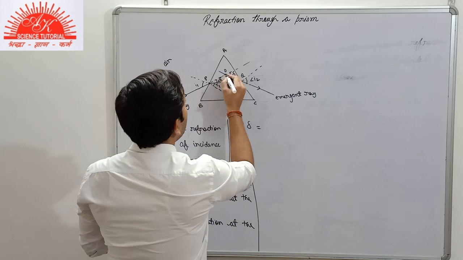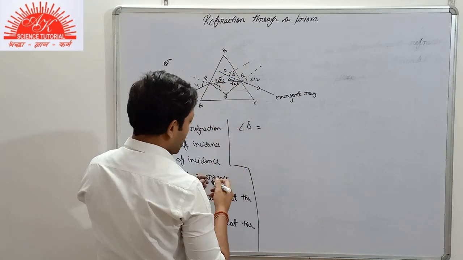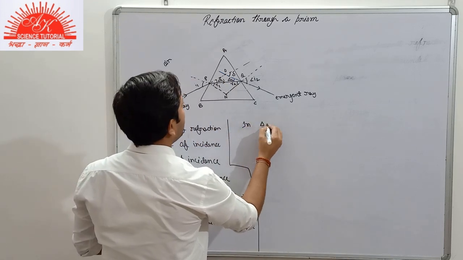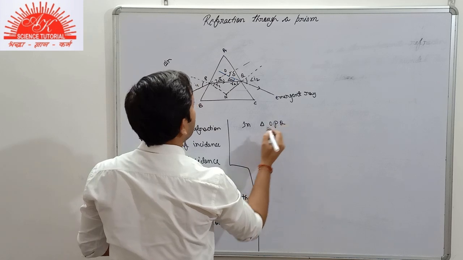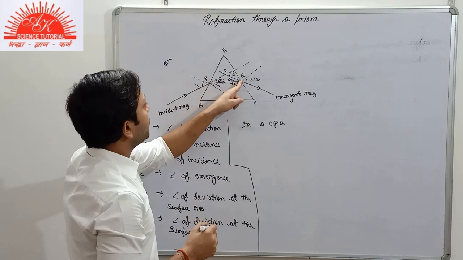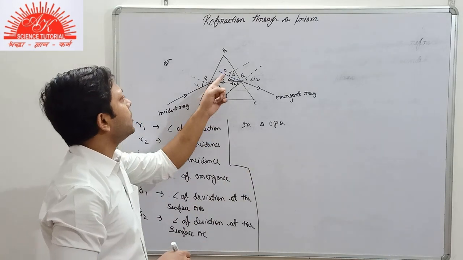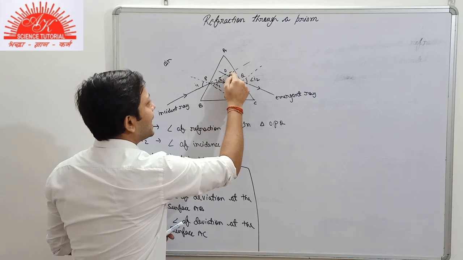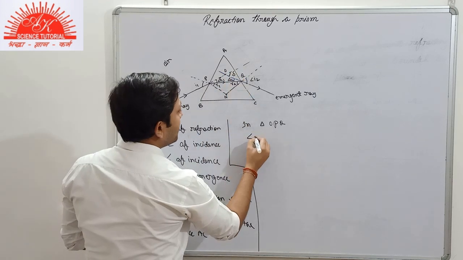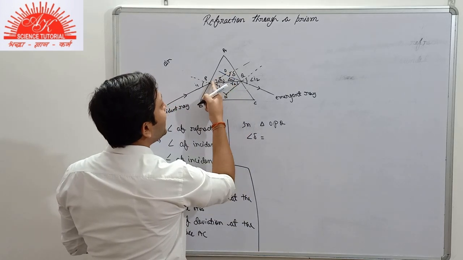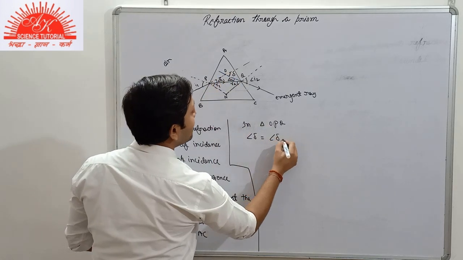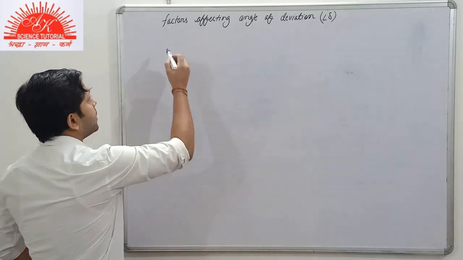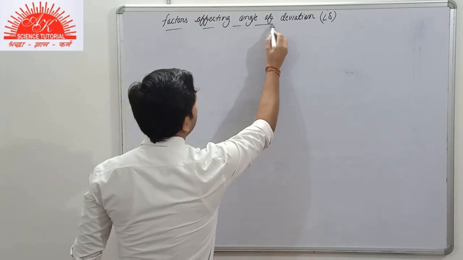So if we look at the triangle OPQ, these parts are learned by you in earlier classes, in class 8th or 9th in mathematics. This is our exterior angle. So this angle delta must be equal to the sum of the interior opposite angles, that is delta 1 plus delta 2.